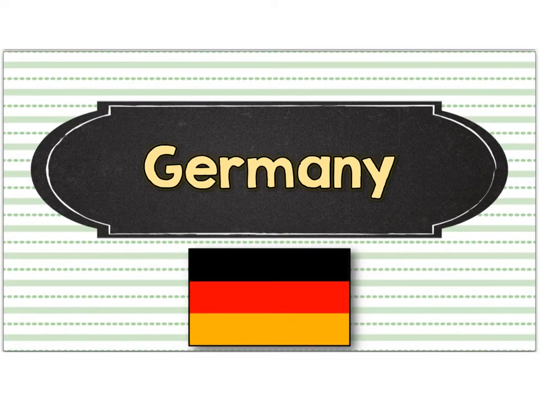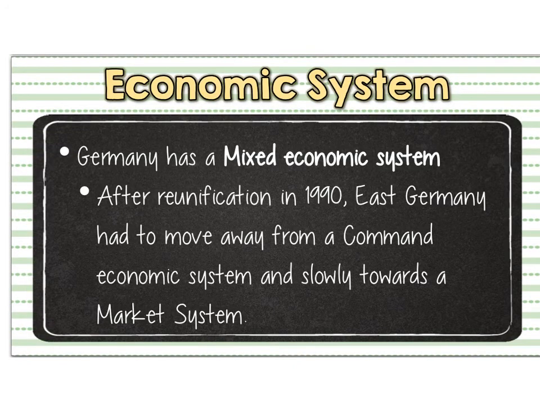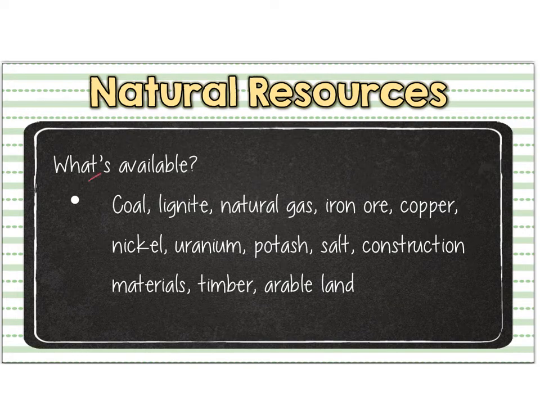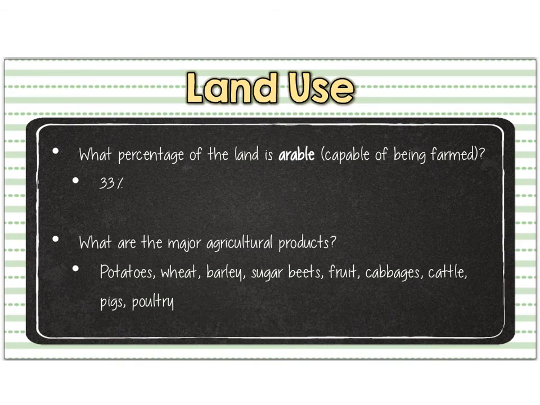Now take a second and find the Germany section of your chart or notes. Under economic systems, you're going to write mixed economic systems. After reunification in 1990, East Germany had to move away from a command economic system and slowly towards a market system. This is why it's landed with a mixed economy. Okay, list some of these natural resources under the natural resource section. Germany has 33% arable land. Its major agricultural products are listed below.